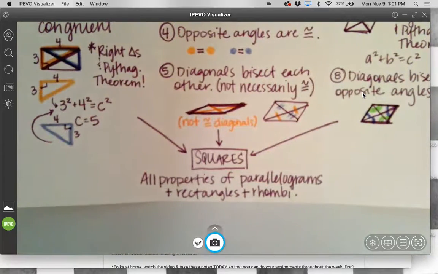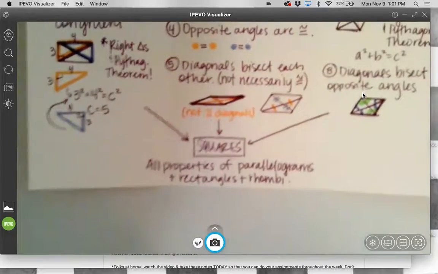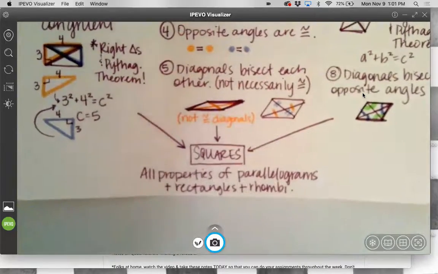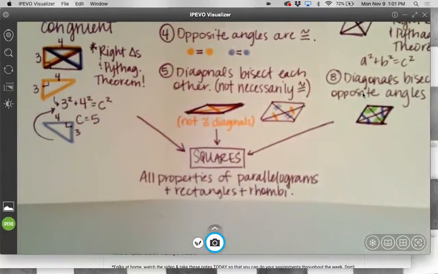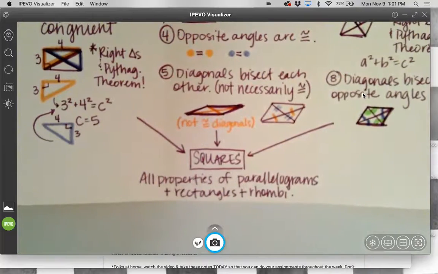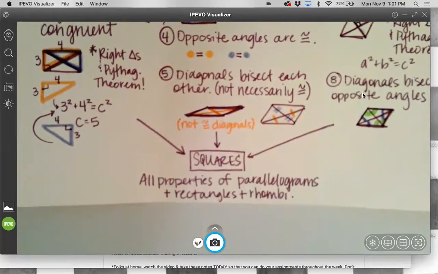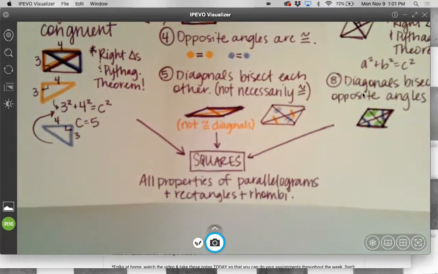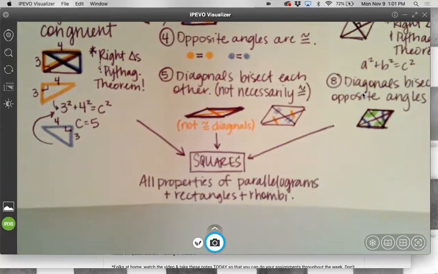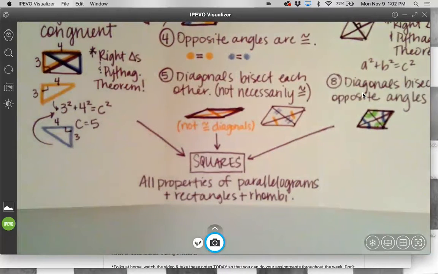Squares are the most regular quadrilaterals because all of the angles are the same. All of the sides are the same. All of the angles get bisected. Both of the diagonals are congruent and they both get bisected. Everything is congruent and parallel and matches up really, really nicely in a square. And your diagonals are also perpendicular. I forgot to say that.